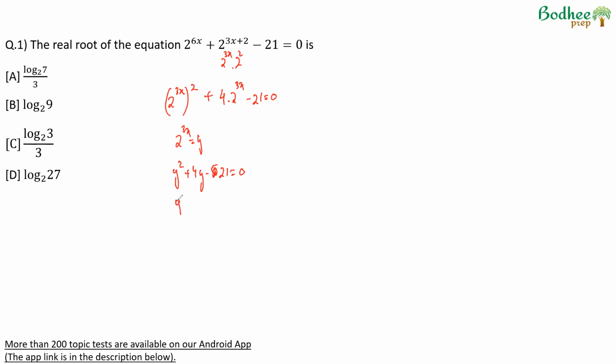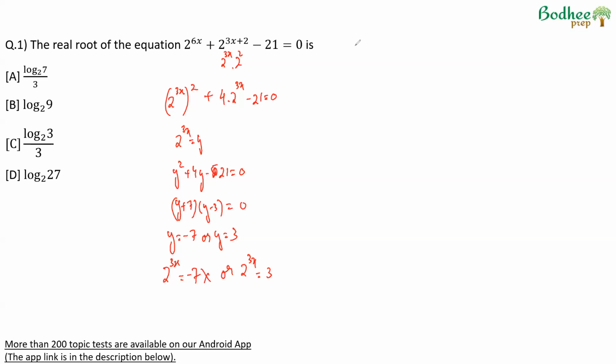7 minus 3 is 4 and 7 into 3 is 21. So this can be written as y plus 7 into y minus 3 is 0, which means either y is equal to minus 7 or y is equal to 3. Y is nothing but 2 raised to power 3x. Clearly, 2 raised to power 3x cannot be a negative term, so this solution is rejected. We get 2 raised to power 3x is equal to 3.